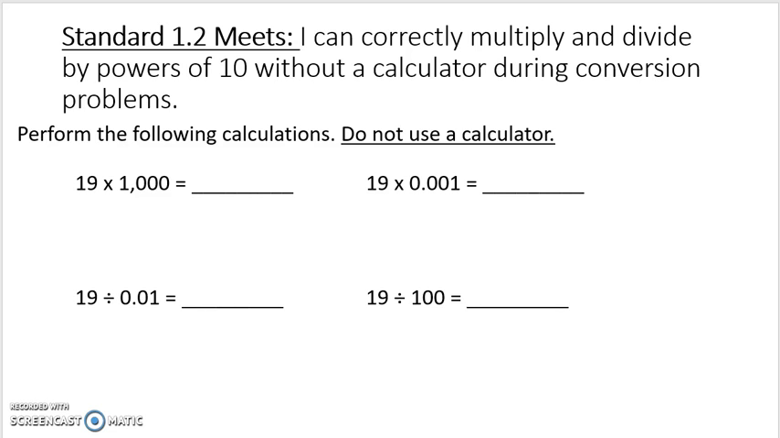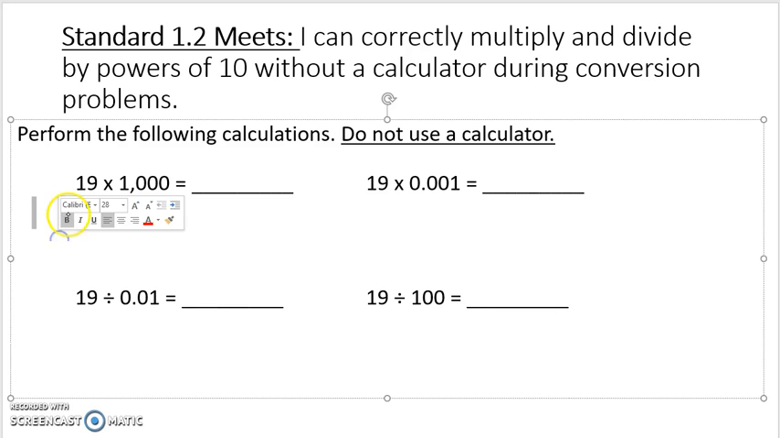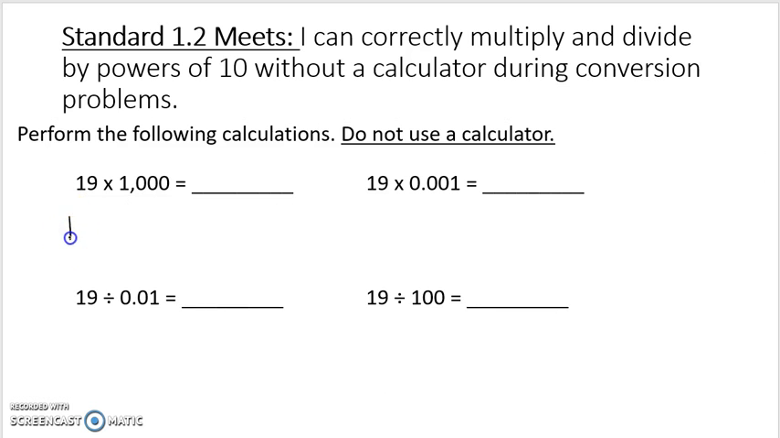19 times 1,000. 19 times 1,000 means I'm going to take 19, my initial number. If I multiply it by 1,000, so I'm multiplying by something larger, it gets larger. And there's 3 zeros here, so I'm going to move my decimal place from where it currently is 3 places. 1, 2, 3. I fill in all of those with zeros.